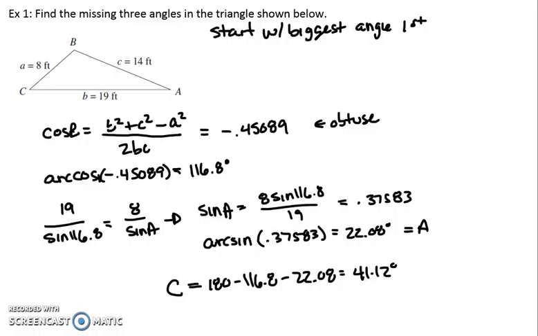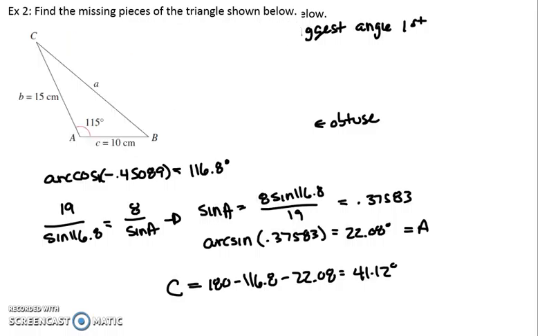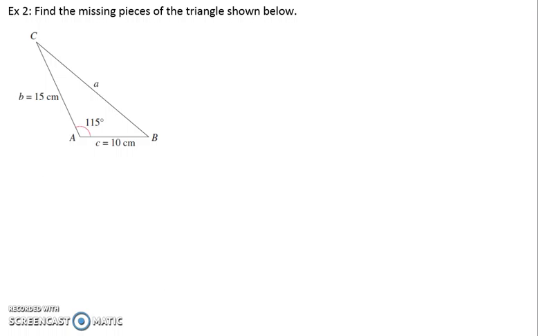Alright, so looking at the next example. So we had side, side, side before, now we're looking at a side angle side. So find the missing pieces of the triangle shown below. So if we look at it, we need a side and we need two angles. Angles are easy to come by if we have law of sines.